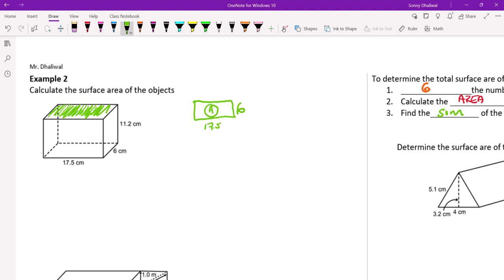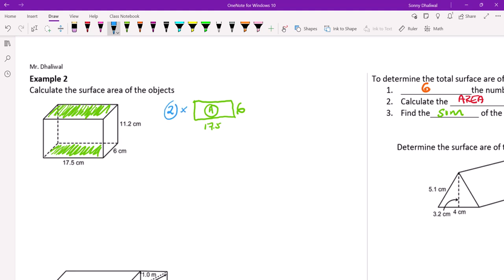Does this shape get repeated anywhere? Yes. Where? The bottom. The very bottom. So this exact same shape is also down here. Does it get repeated anywhere else? No. So once we figure out how big this is, it happens twice. So we want to double it.